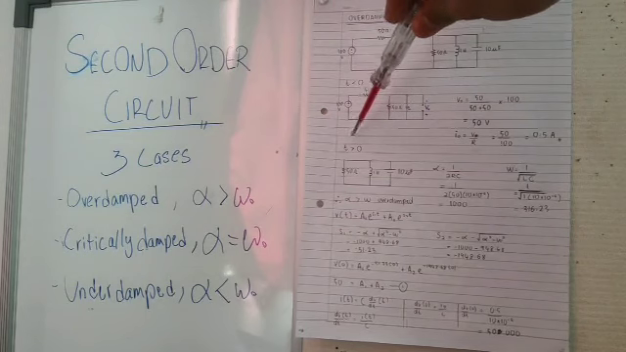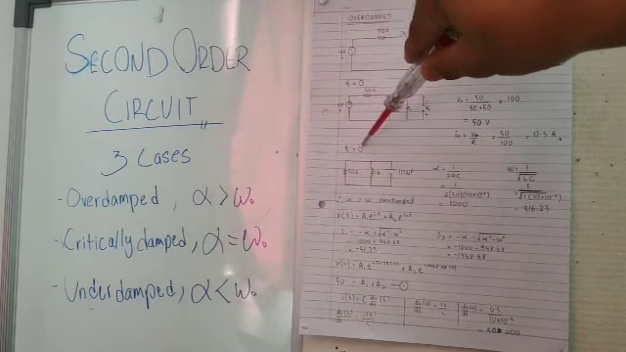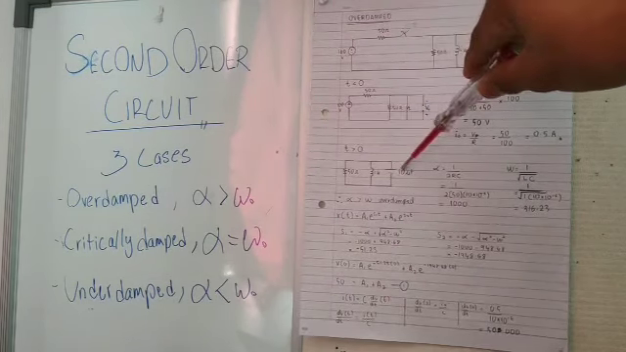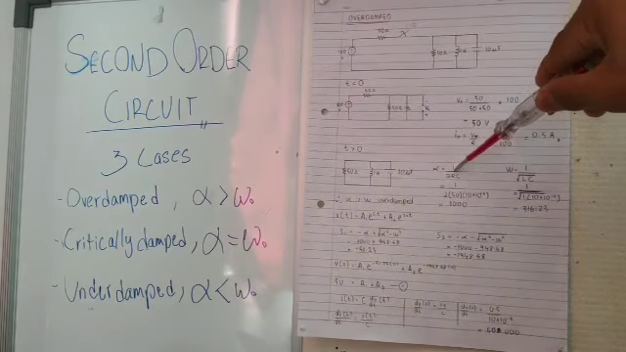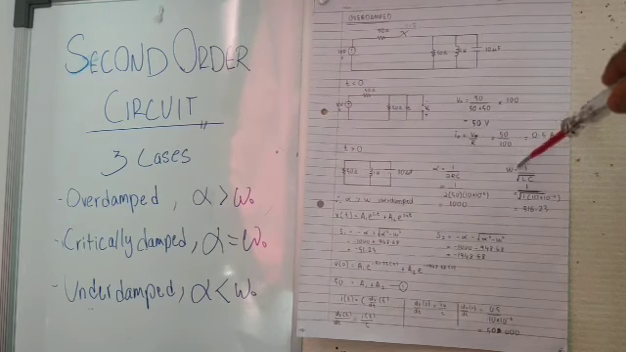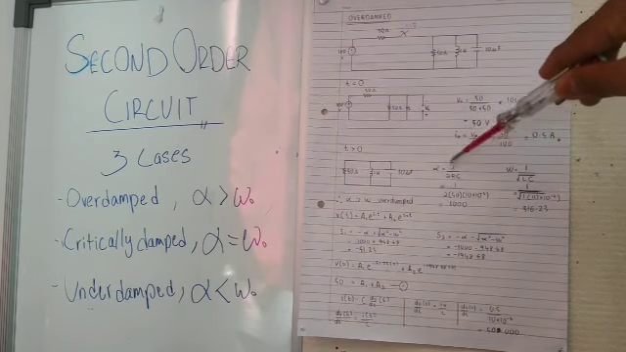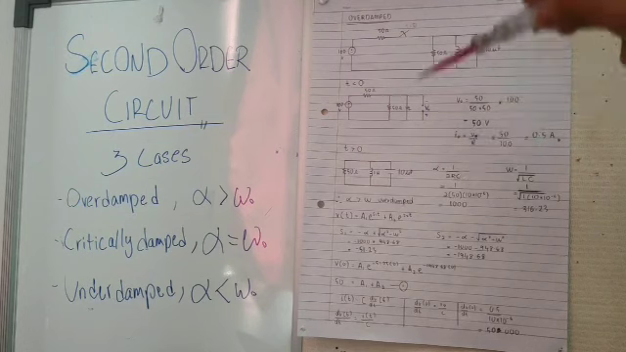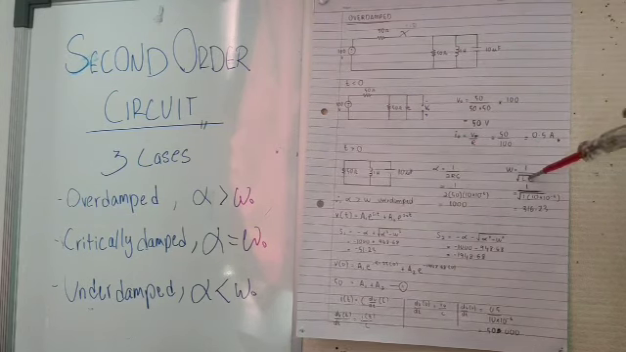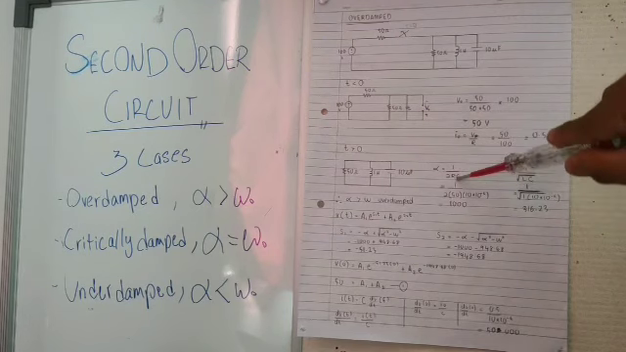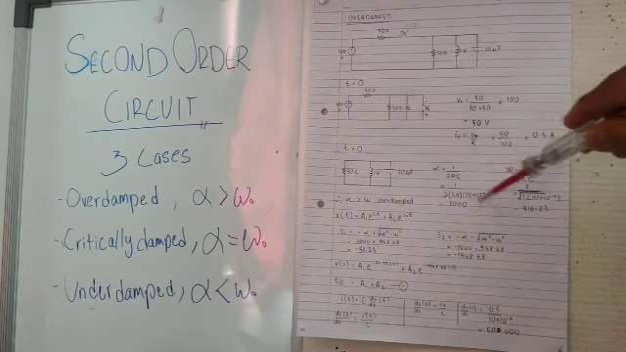Then the second step is when t greater than 0, so the circuit will be like this. And on this circuit we can find the alpha and the omega naught. So this is the formula for alpha, this is for the parallel circuit, and this is the formula for omega naught. So just substitute the value of R, L and C and we will get the answer.